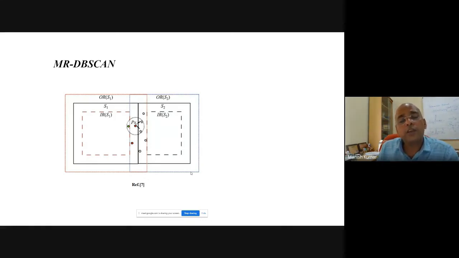Then there may be a case that this particular circle may have a certain set of points from S2 and a certain set of points from S1. If that particular condition holds, then by virtue of density reachable points, I can merge these two clusters as one global cluster, which will be referred to as your final clusters.